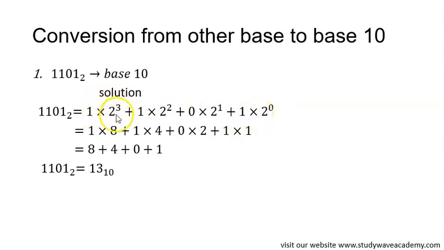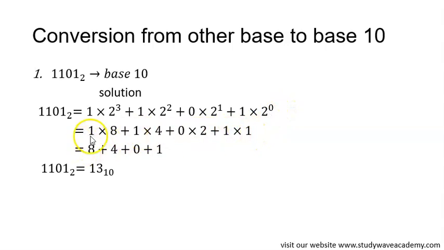So 1 times 2 raised to power 3. 2 raised to power 3 is what? It's not 2 times 3, remember, right? So it's 2 times 2 times 2, and that will be 8, right? So it's 1 times 8 we have here, plus 1 times 2 raised to power 2 is 4. So times 4 plus 0 times 2 raised to power 1 is still 2. Plus 1. Remember, a number raised to power 0 is 1, times 1.